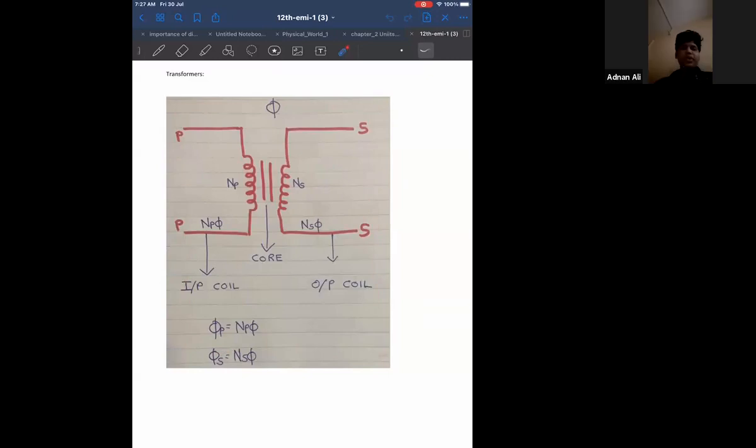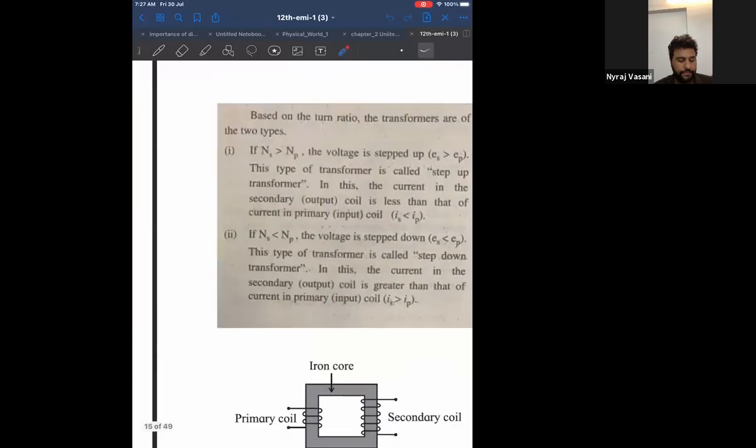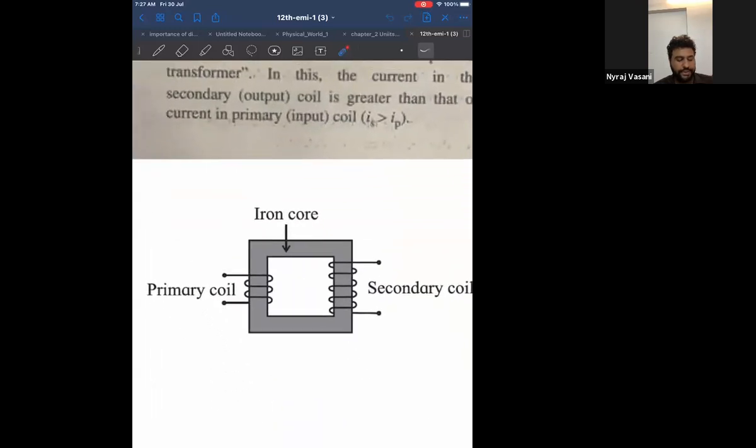So core is an imaginary line or what? Imaginary space or what? What core? Yes, yes. No, core is actually there. Core is actually there. If you want, this is actually core. Like this. Core is like this in between.